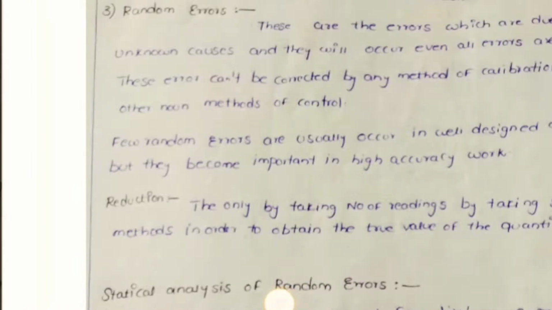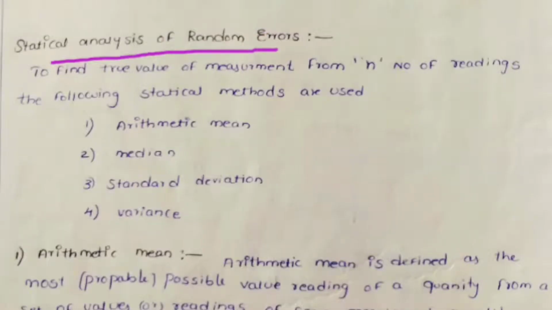Random errors are errors which are due to unknown causes. What are the causes for these errors? We can't know. Few random errors usually occur in a well-designed experiment, but they become important in high accuracy work. How do we reduce these random errors? What is the statistical analysis of random errors?